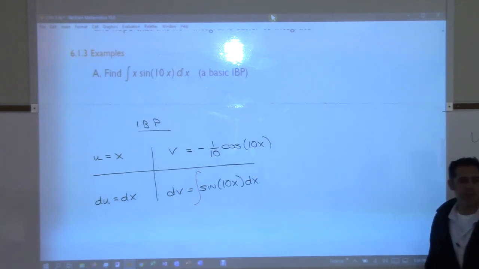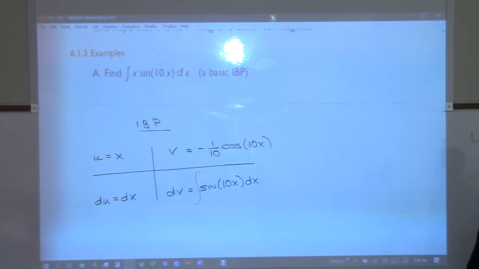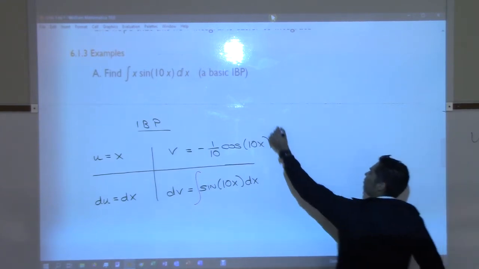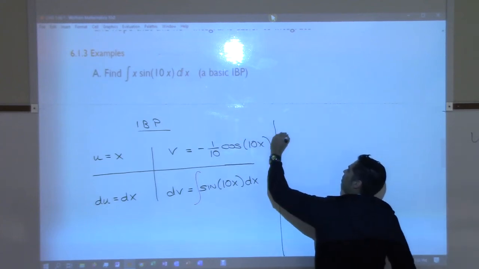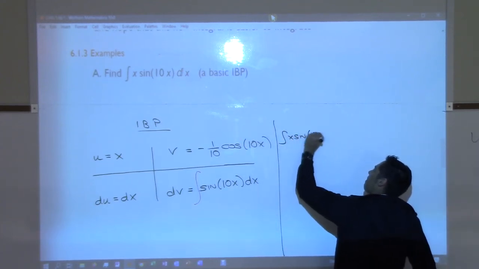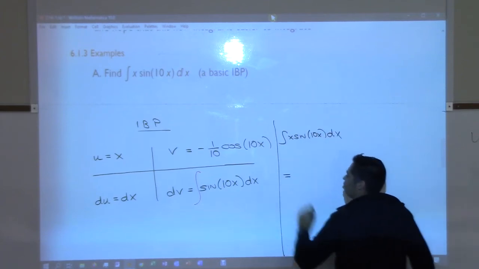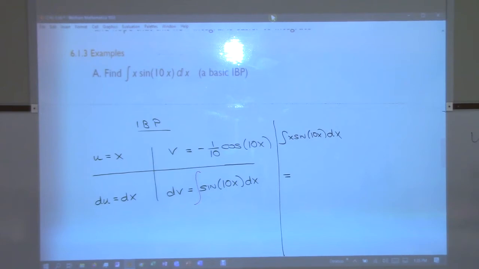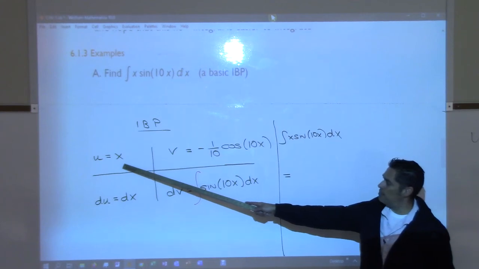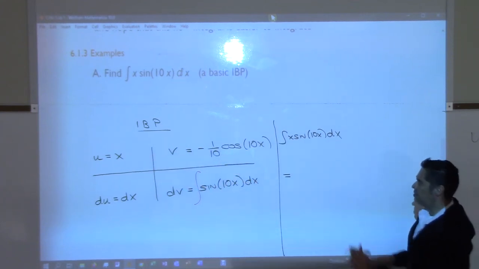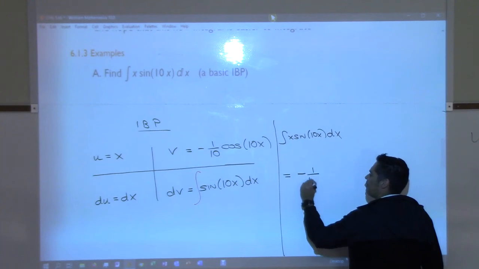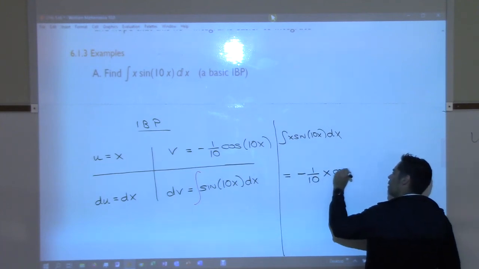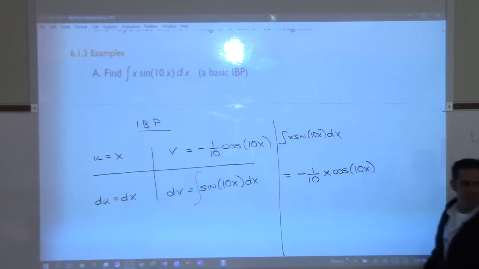And now we just rewrite the problem using uv minus the integral of v du. Adam, I want you to tell me what that integral up there is equal to according to our formula. u times v, right? Let me write that down. I'm going to write it this way: negative 1/10, putting the constant out front, then the x, then the cosine 10x. You agree that's a pretty clean way of writing it?